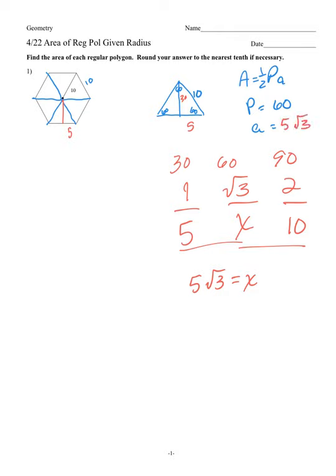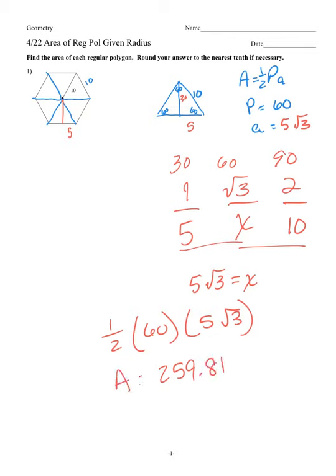Now we just put them all in the formula. 1/2 times the perimeter, 60, times 5 root 3. And we find out what that is in the calculator. And the answer is 259.81. So just make sure you look and see what they're giving you so you can see how to solve it. You still solve them the same ways, they're just giving you different parts of the equation.